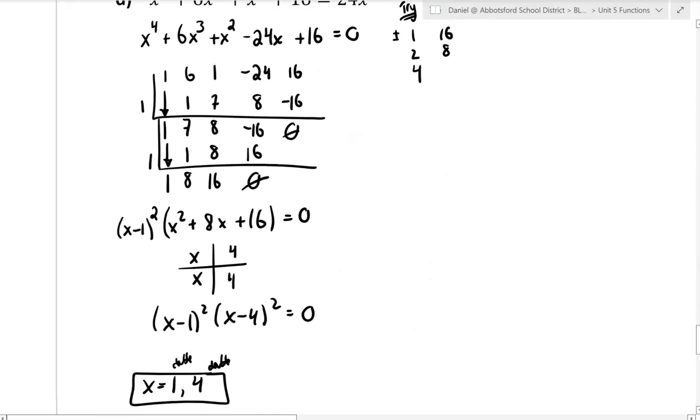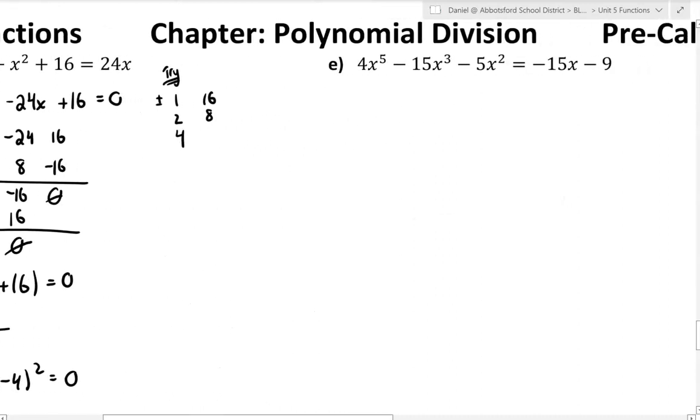So we were pretty lucky on this one because we tried negative 1 and it didn't work, but then we tried 1 and it worked, and then I decided, well, let's just try it again, and it also happened to work. That's not always the case, but this is an example where 1 ended up working twice. So let's take a look at E here.